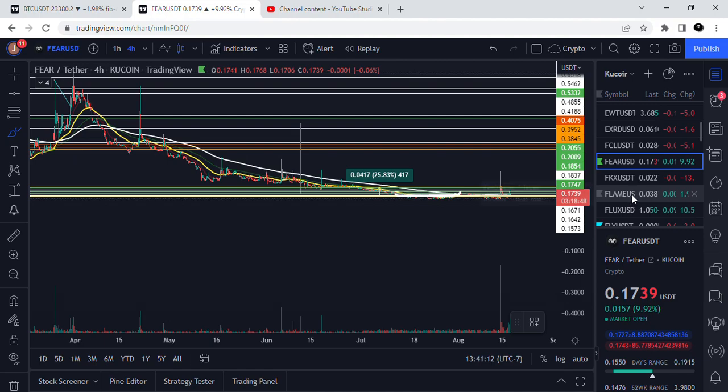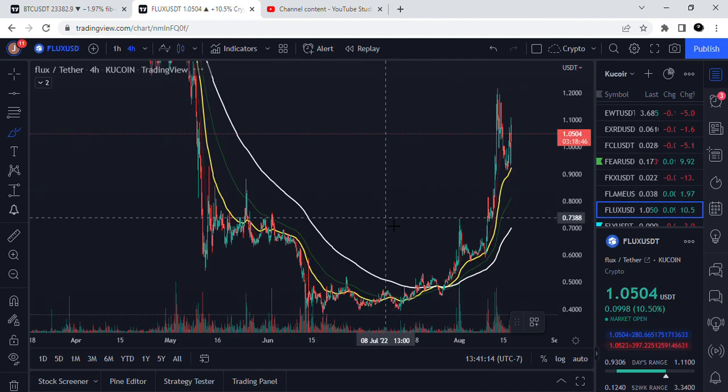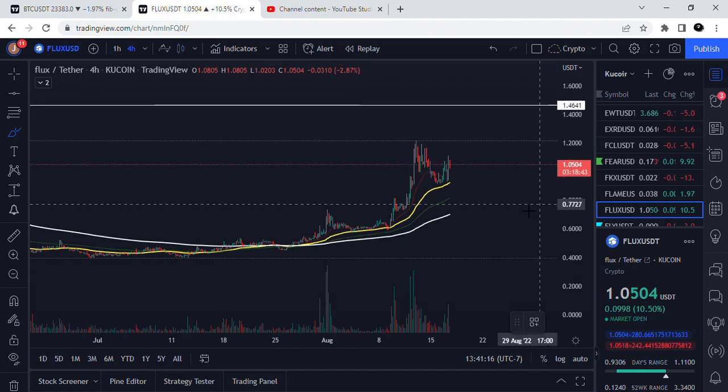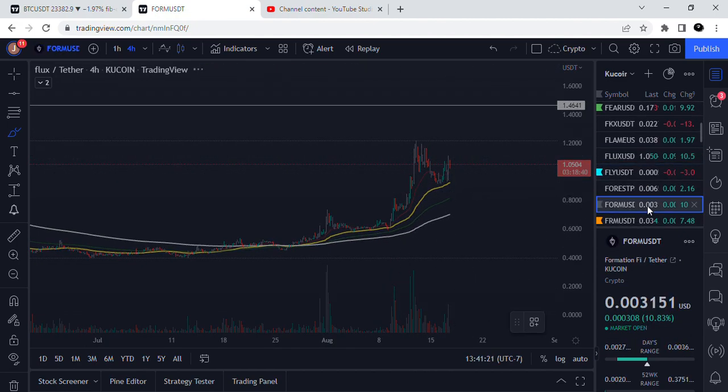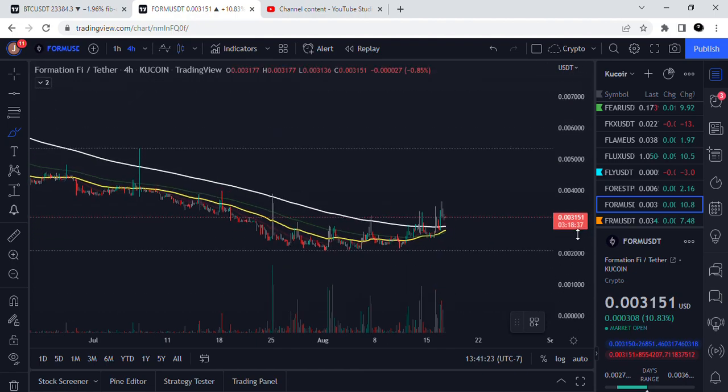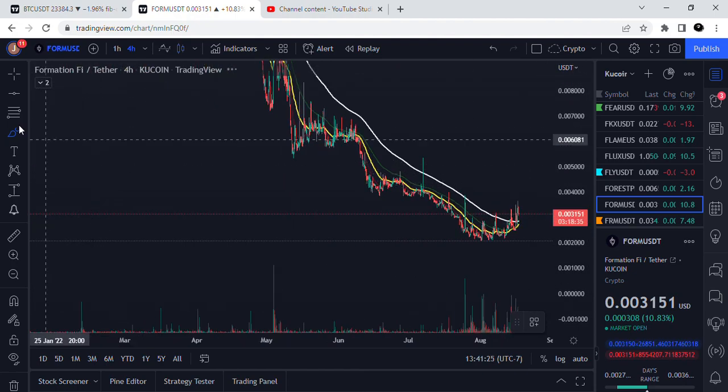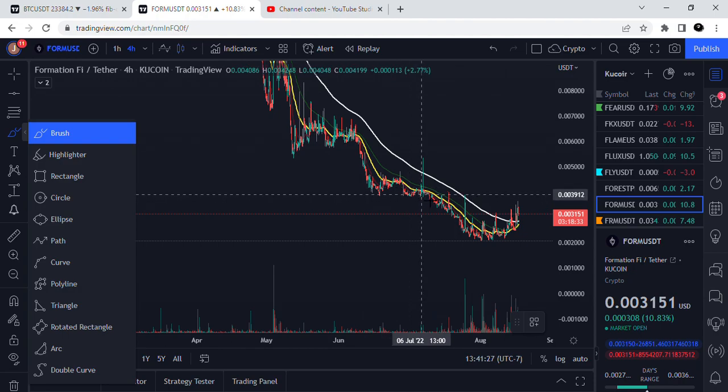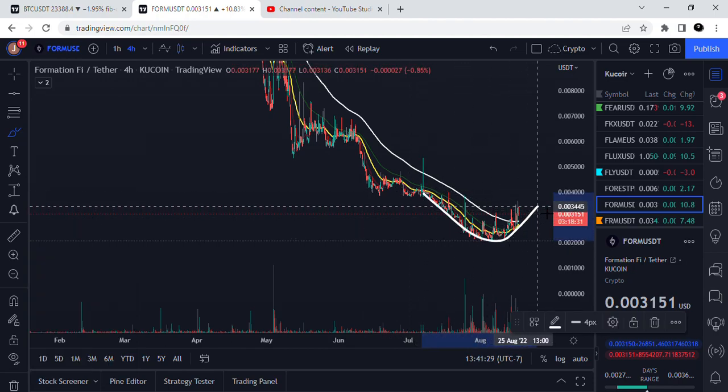Fear is a metaverse coin. This piece of shit, see what's going on here. So a lot of these today are creating that pattern. That's what I see. This one can rip. This coin here. Look at this. Ooh. All right, this is a good one. Look at this. Rounded bottom.